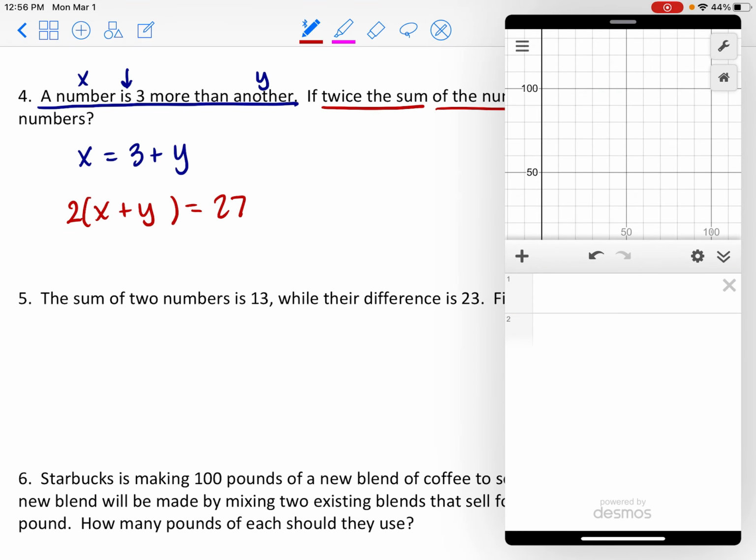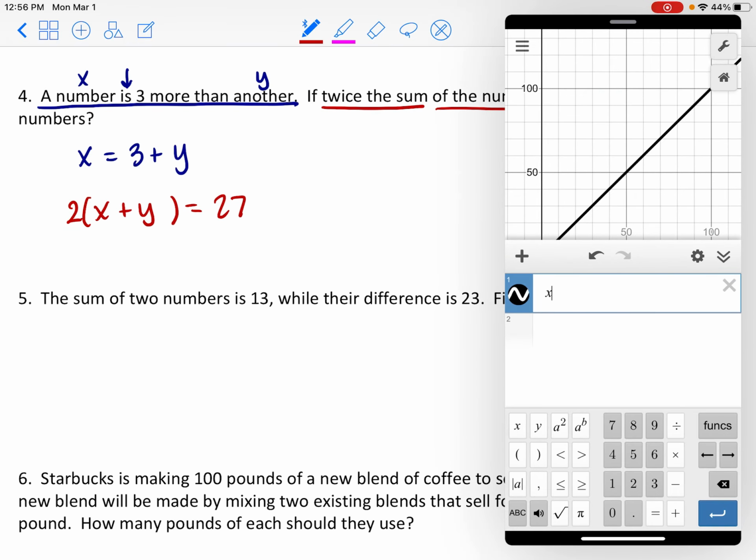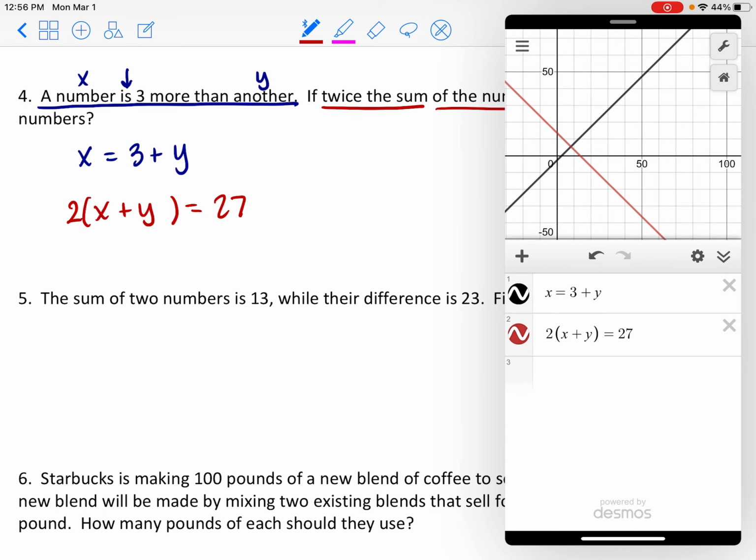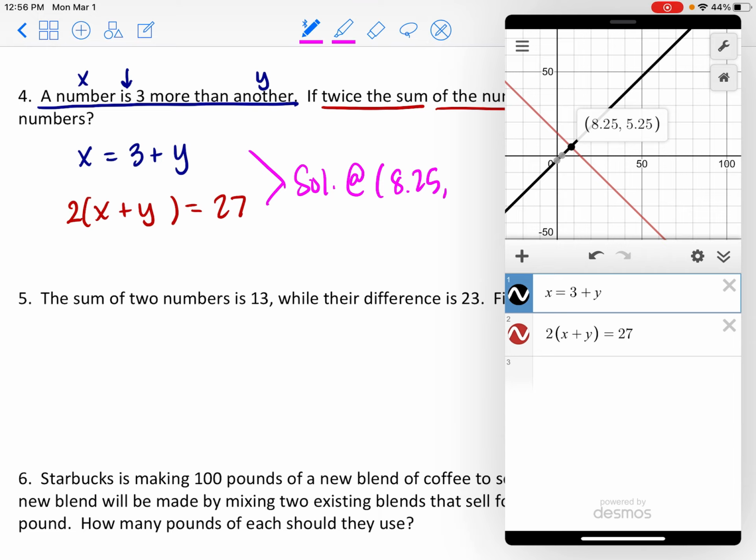Let's put it in Desmos and solve it. So x equals 3 plus y, and twice the sum means twice that whole thing has to equal 27, and we solve, and there it is. So we've got a solution at 8.25 and 5.25. Did I put those in? Yes.